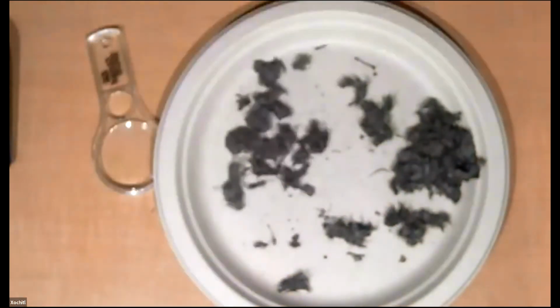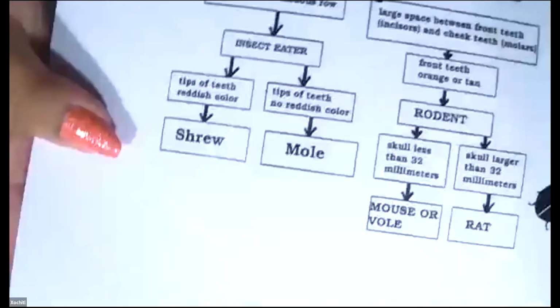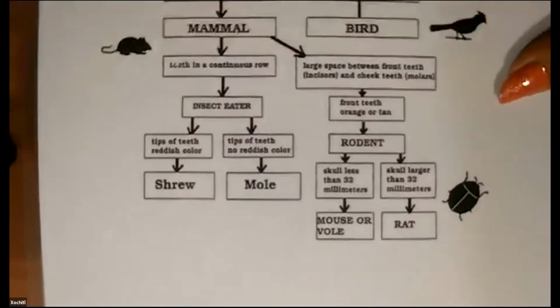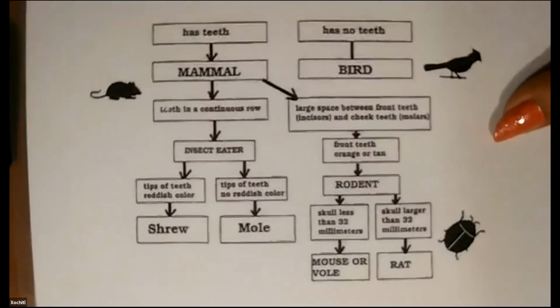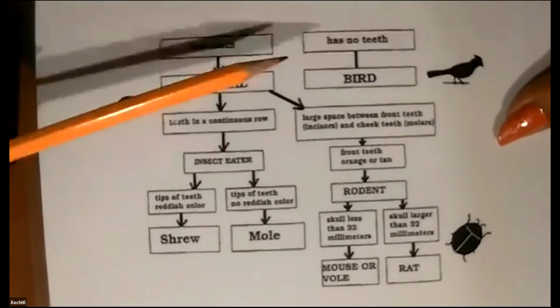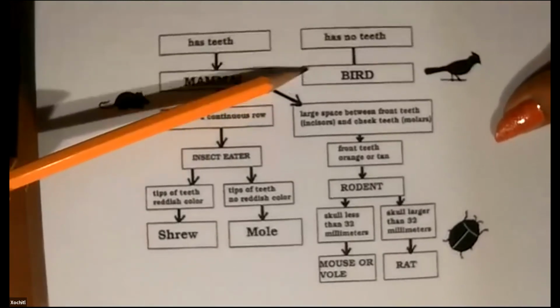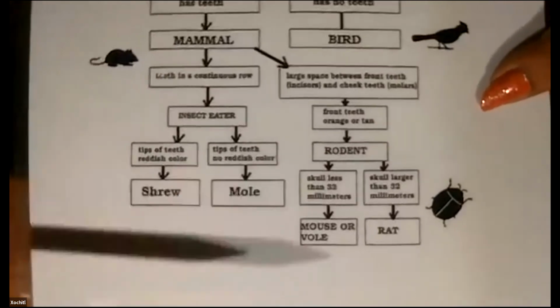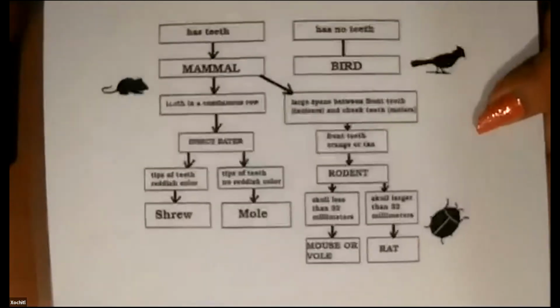There's also another chart that we use for our dissection, and it's here, and it's a really helpful guideline. So we'll usually start from the beginning, and we'll ask if it has teeth, then it's a mammal. And then if it has no teeth, then it's a bird, and it helps us also identify a shrew, mole, or other different type of rodent, or even a mouse too.